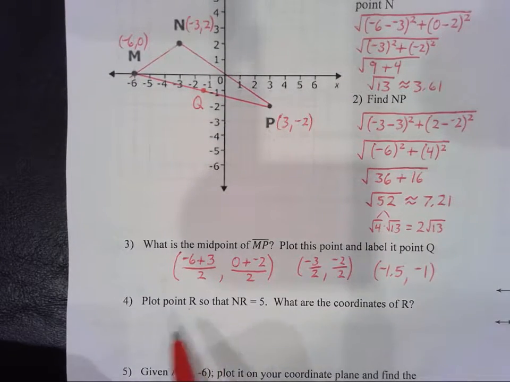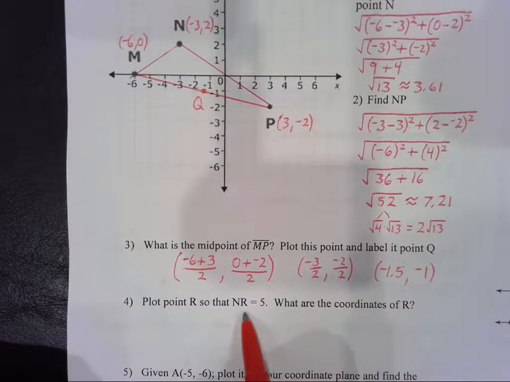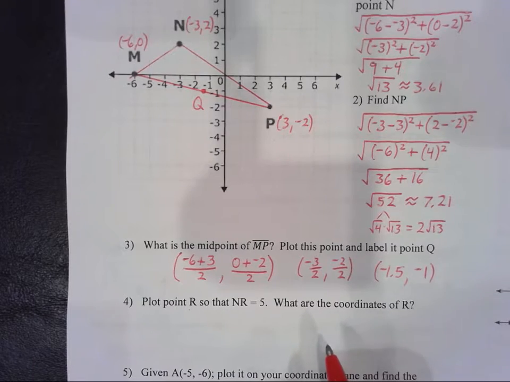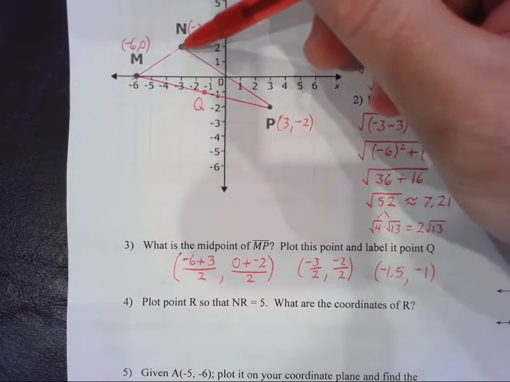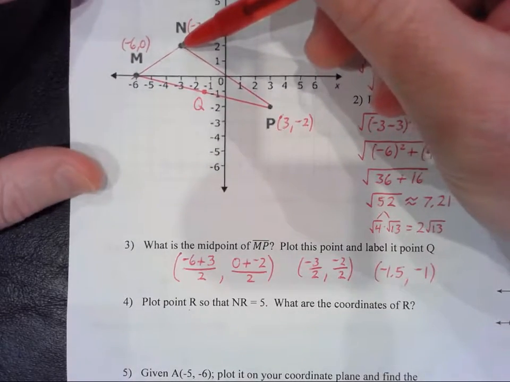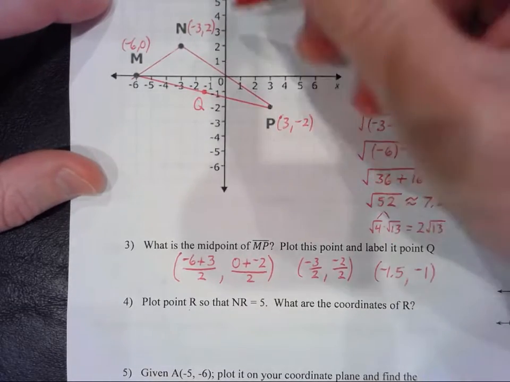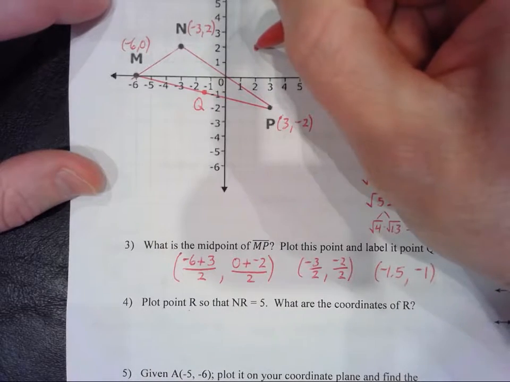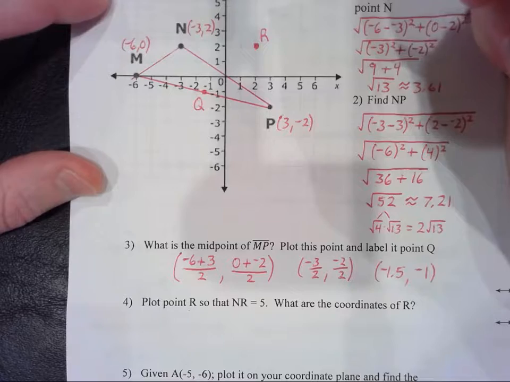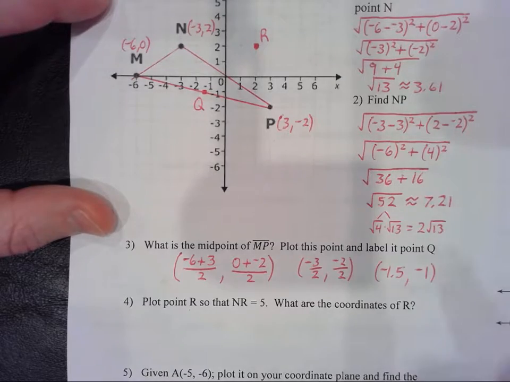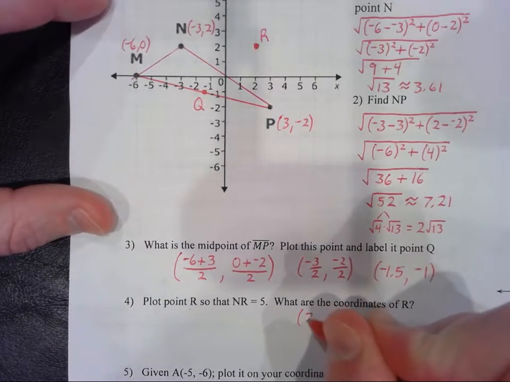Number 4, plot point R so that NR equals 5. What are the coordinates of R? So there's a variety of ways that I can do this, and NR needs to equal 5. The simplest way is if I have N here, I need 5 units away from it. So I could go 1, 2, 3, 4, 5 units away and say that's my point R. It's 5 spaces, 5 units. So the coordinates of R, 2, 2.